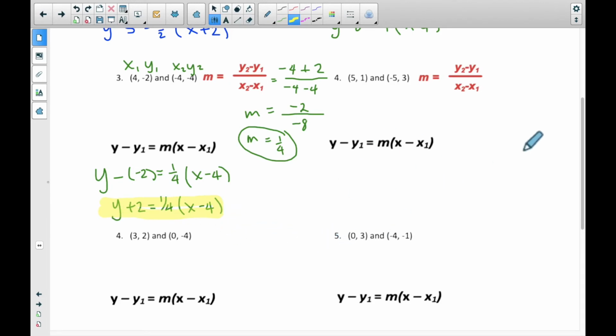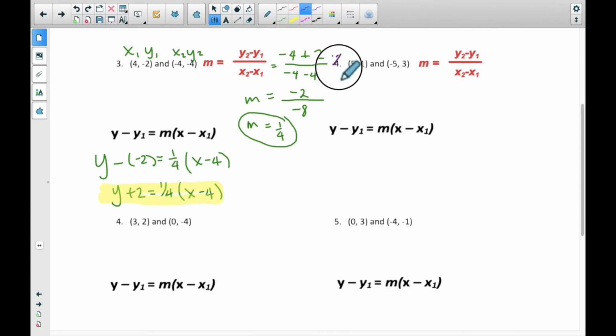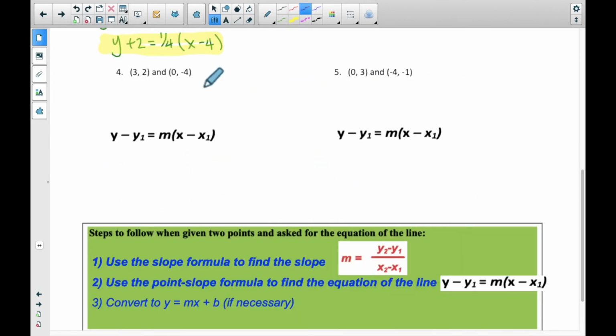Okay, so let's skip number 4. We've done a bunch of them. Let's skip number 4, and we'll call this number 4. So we do need the slope. Absolutely, we have to have the slope. So let's do that again, the slope.